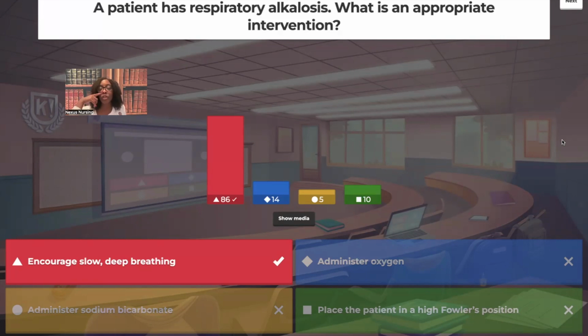And 10 of you guys chose place patient high Fowler's. Let me tell you when we place a patient high Fowler's. When they cannot breathe and we want them to get more oxygen into their lungs, we're going to sit them up. We want to push down the diaphragm. We want the lungs to expand. But in this case, the patient is in an alkalinic state and we need them to hold on to their CO2, right? So we're going to slow down their breathing so they hold on to their CO2 instead of breathe it out.